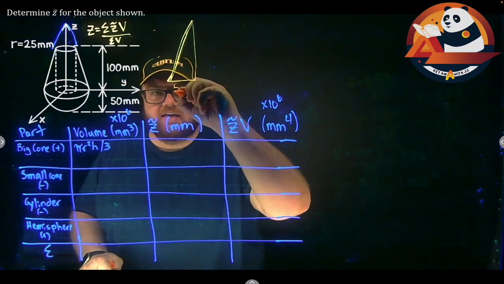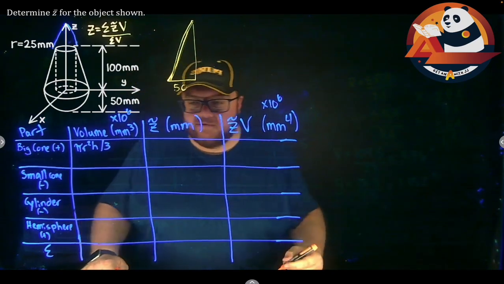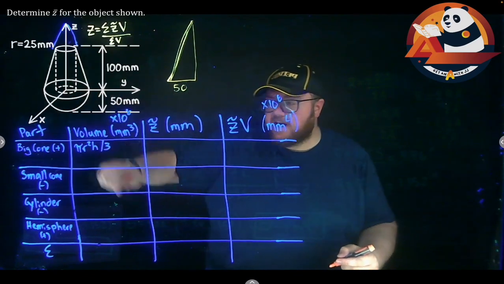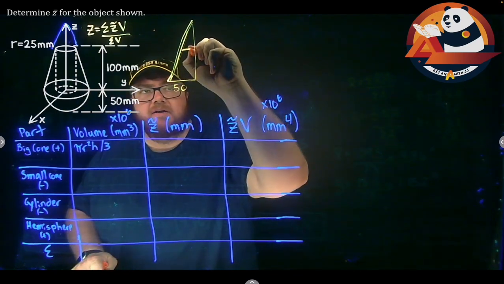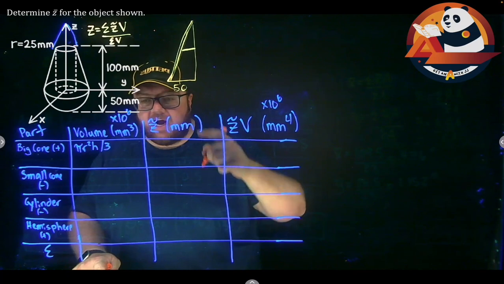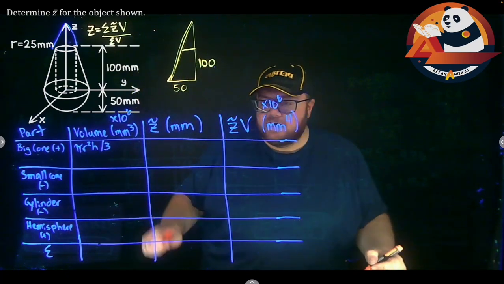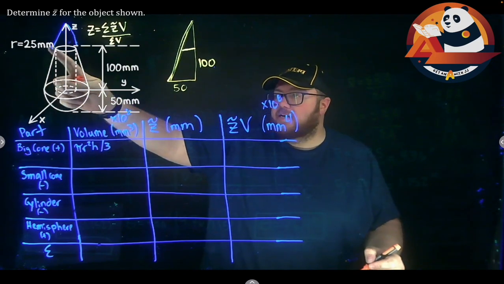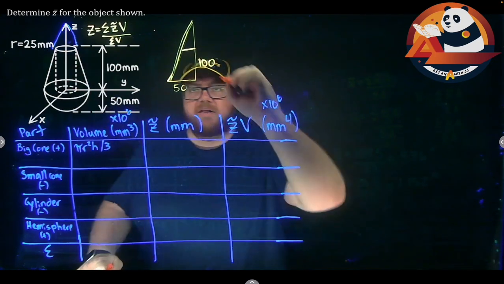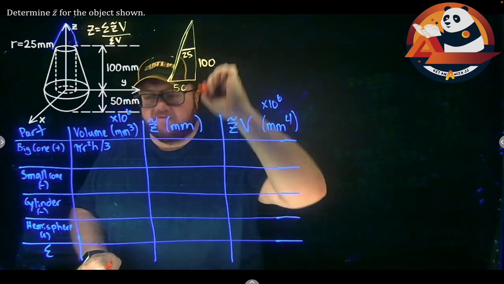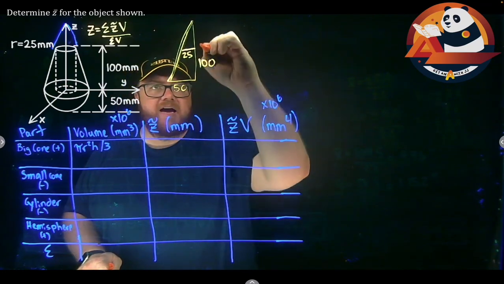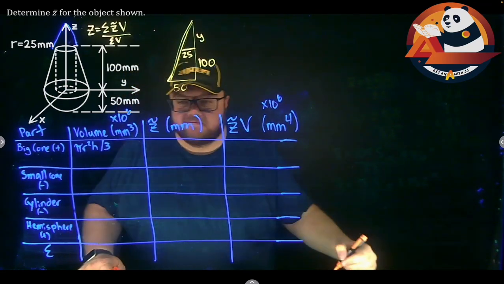So I know this is 50. And I can draw in where I truncate this. I truncate it, we'll say here. At that point, I've gone up 100 millimeters, so I'll add that distance in. And I know my radius at that point is the cylinder's radius, 25 millimeters. And let's call this last distance y.